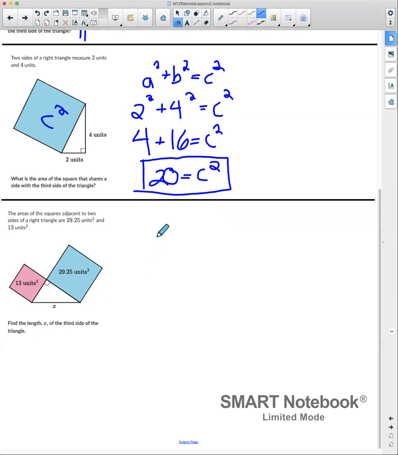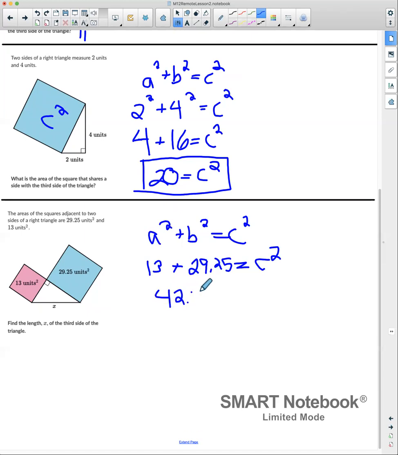Okay, so I have a squared plus b squared is equal to c squared. So I have the area already over here, 13. The area, which is 29.25, and that's equal to c squared. All right, so 13 plus 29.25 is 42.25. That's equal to c squared.